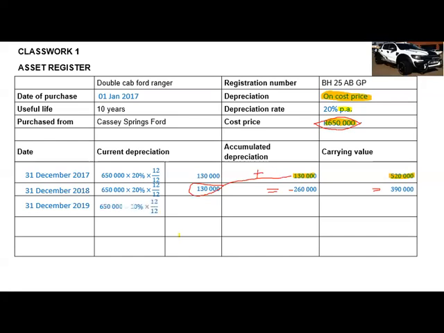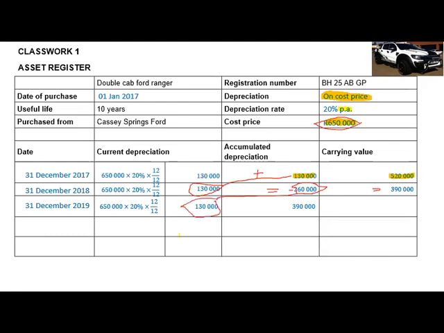Depreciation on the 31st of December 2019. Still the same. It's 650 minus 260. Okay, so it'll be 130 again. What will be accumulated depreciation now? It'll be 390. How did you get that 390? You take last year's accumulated depreciation. You add this year's depreciation.